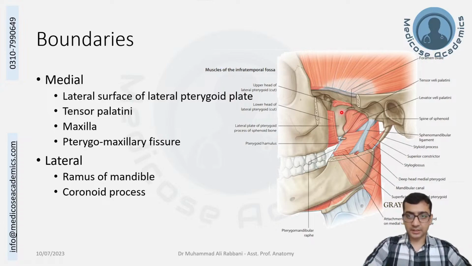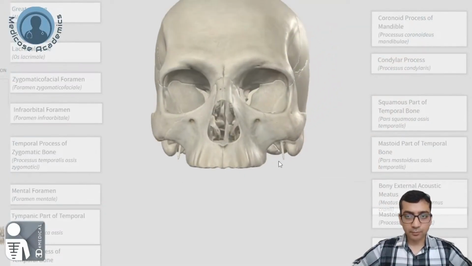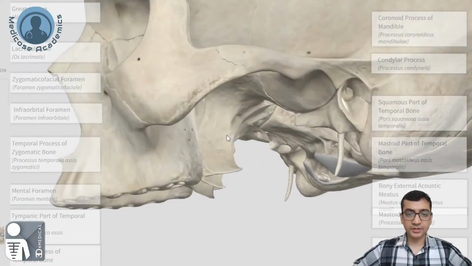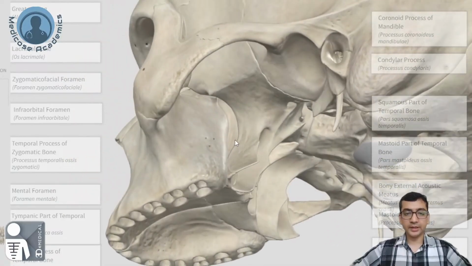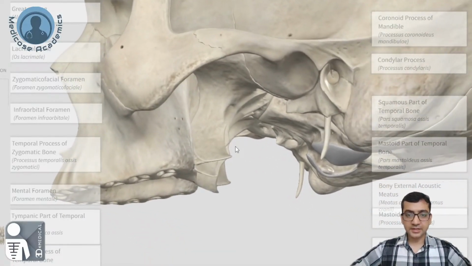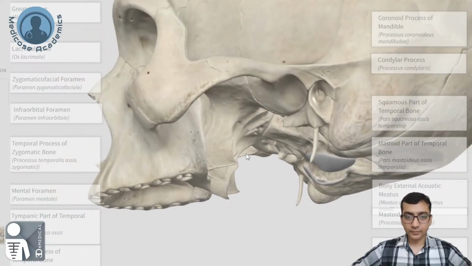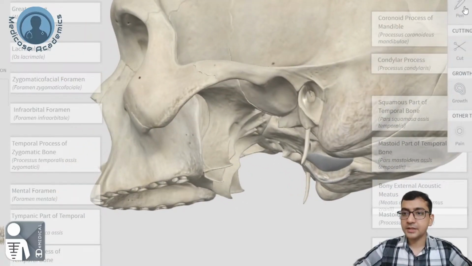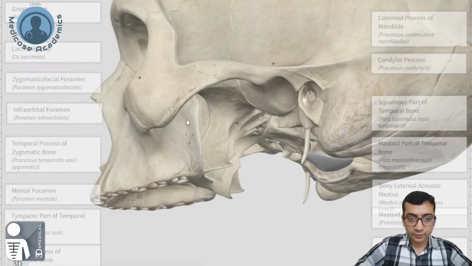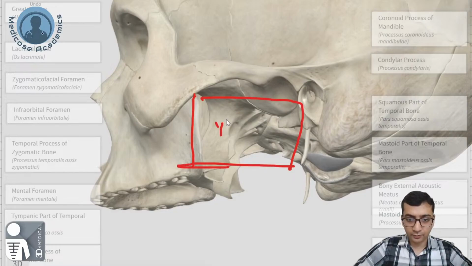I am taking you back to the skull, the 3D model of the skull. So here we are, the same model of the skull, the same area that we discussed before. Here let us see the bony landmarks. This is the area that we are going to define. Let me show you by the markings. This area is the infratemporal fossa. This is the infratemporal fossa.